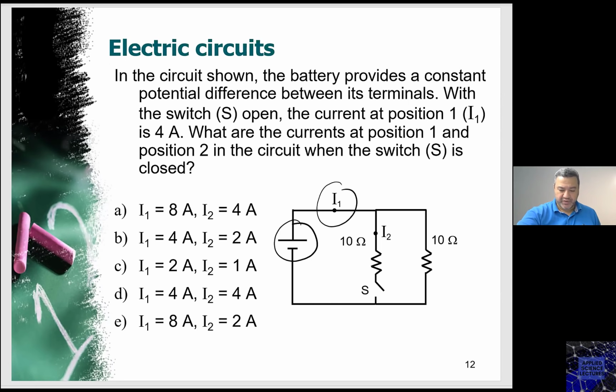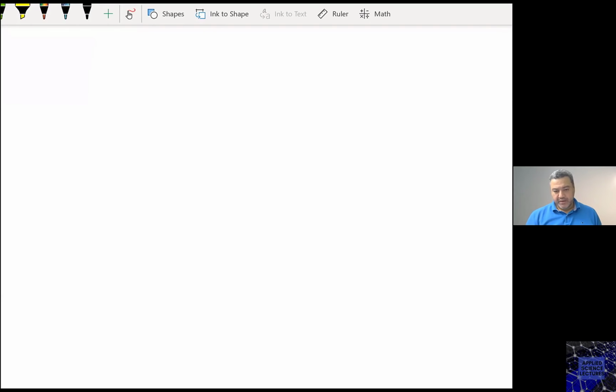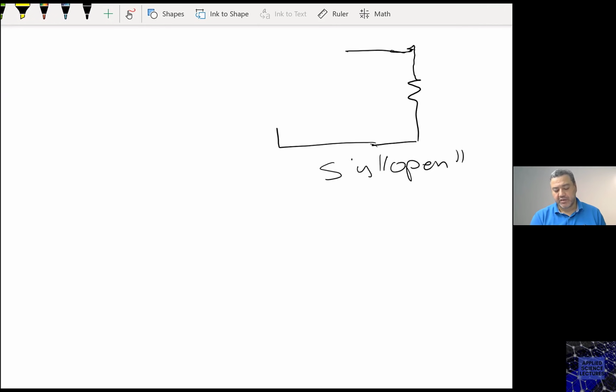Okay, so let's first draw the circuit to understand what's going on. So here, we will draw two circuits, because this switch is giving me a circuit when it was open and another circuit when it was closed. So let me start first when the switch was open. When the switch was open, my circuit's going to look like this. Here, S is open. My circuit is going to look like this.